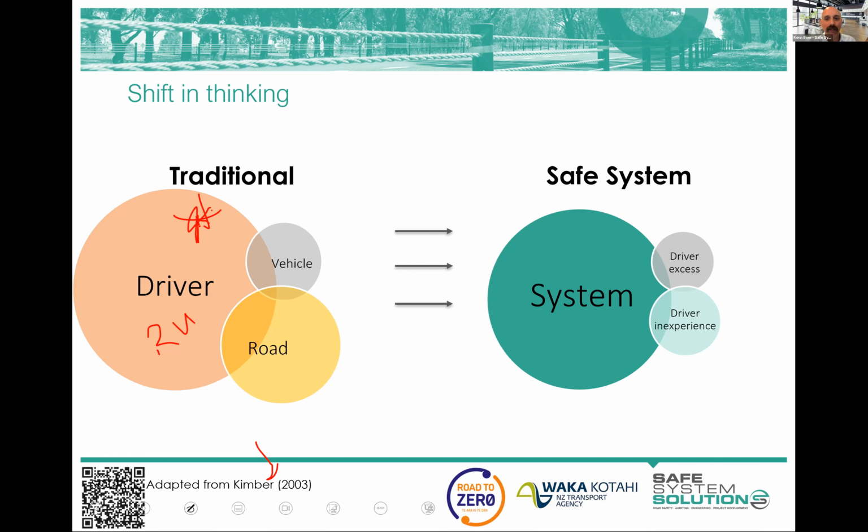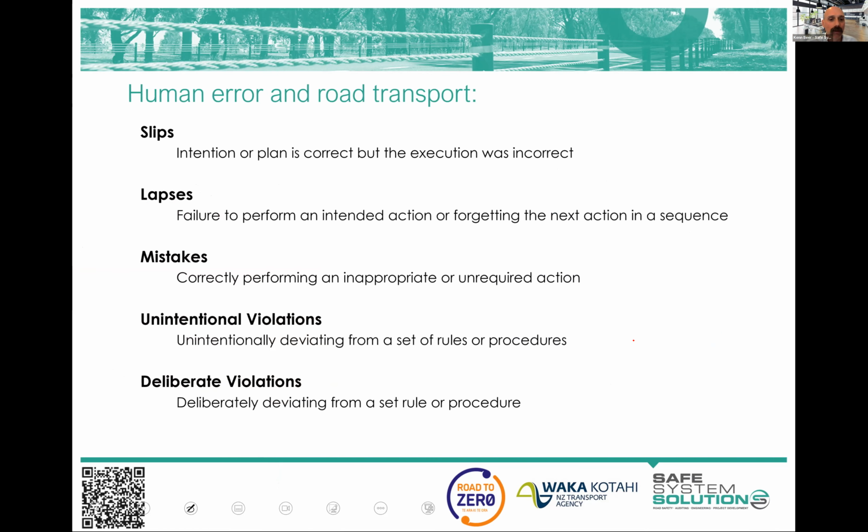Now, Austroads put driver excess and driver inexperience outside of this. I'd put them inside of it. They're just system failures in their own right. I'll talk about it. On this one, I just wanted to say that error in the transport system is also an interesting, really fascinating topic.